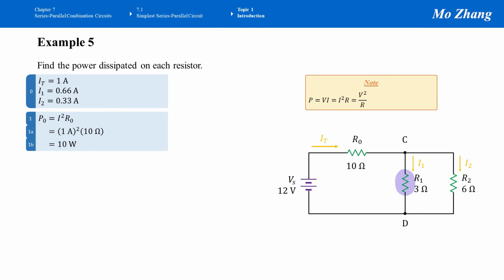Now let's find the power dissipated on resistor R1. This time I pick the first power formula. Power equals V times I. In this case, the power dissipated on resistor R1, P1, equals the voltage across R1, which is VCD, times the current I1. Plug in the numbers. We know VCD equals 2 volts, I1 equals 3 amps, the product equals 6 watts.